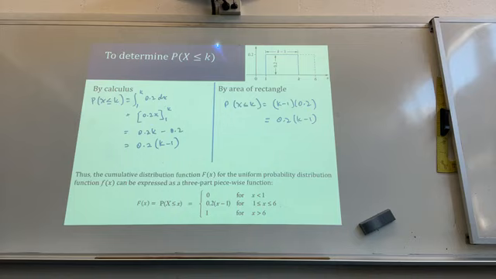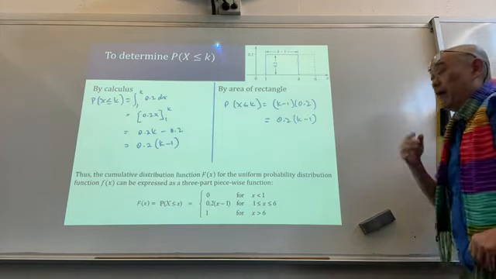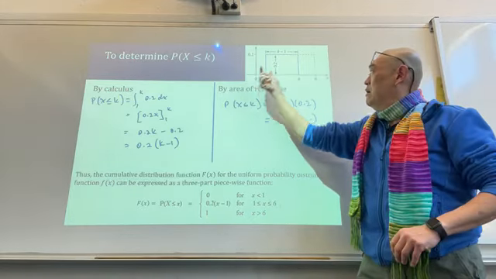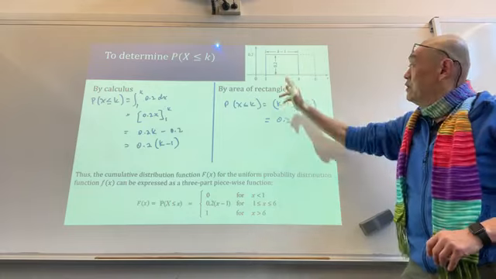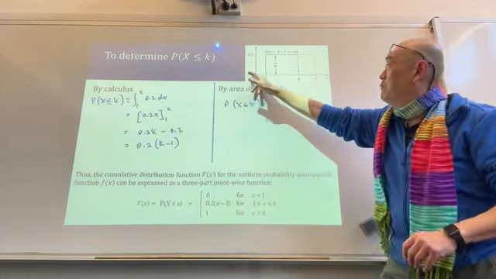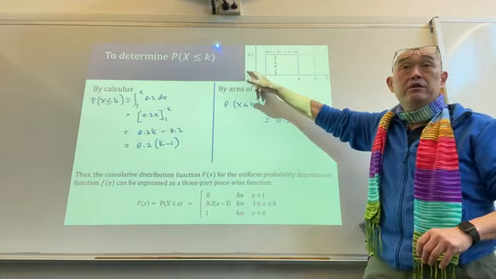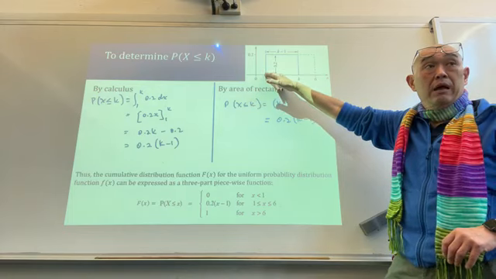Now, how do we actually write the cumulative distribution, capital Fx, for the uniform probability distribution? It can be expressed as a three-part piecewise function. So part 1, part 2, part 3. Anything less than 1, the probability is 0, correct? There's no area at all.